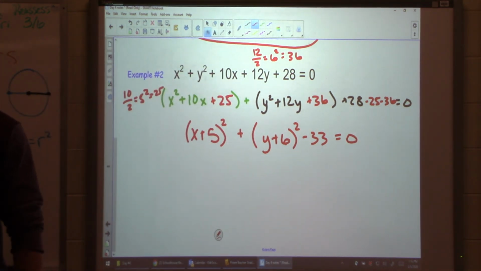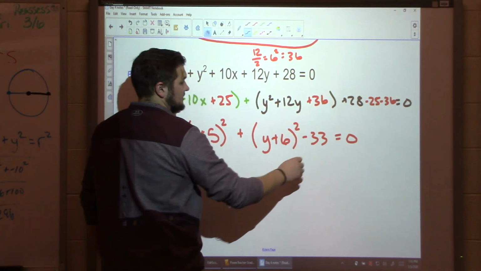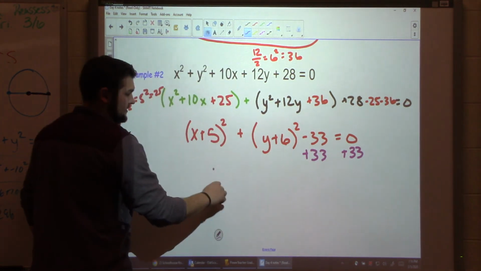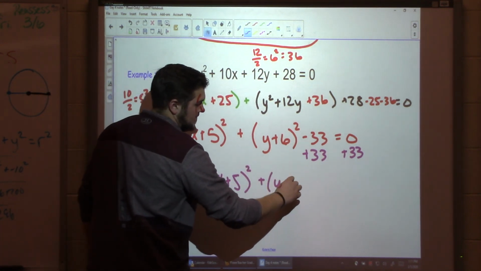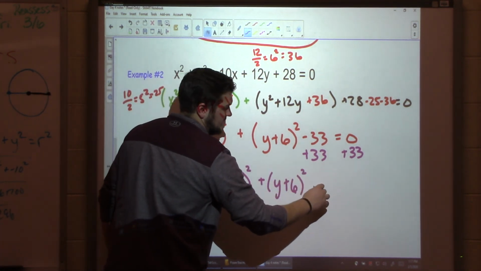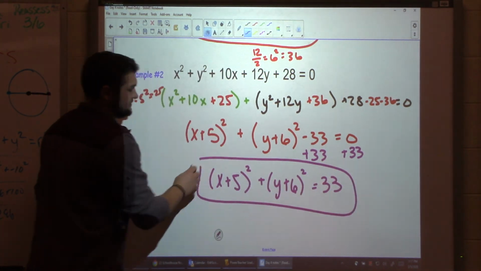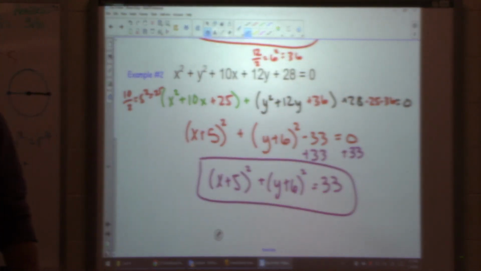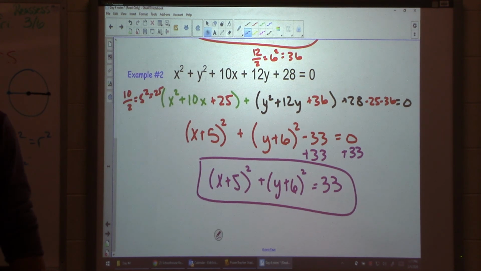And then what's my last step? Add 33. Add 33, so it's got to equal my radius squared. So plus 33, x plus 5 squared plus y plus 6 squared equals 33. All right. So it's really not super difficult going between form and form, is it?